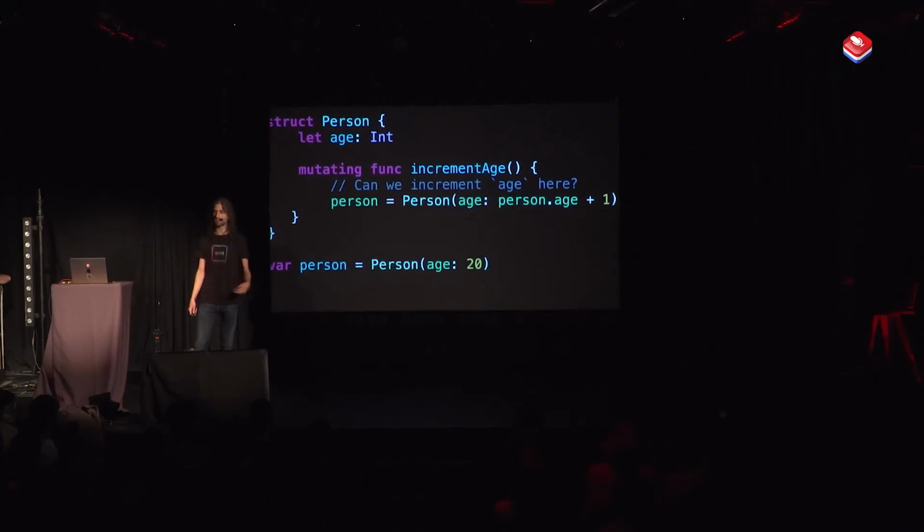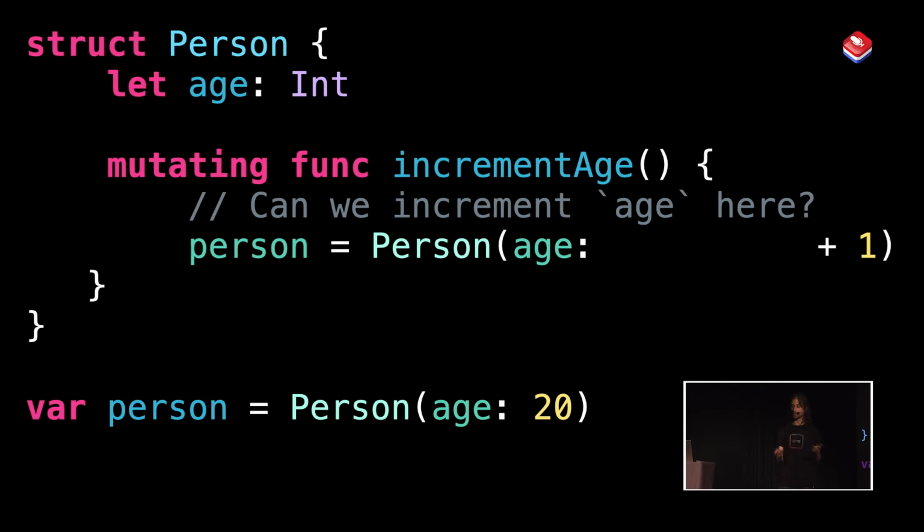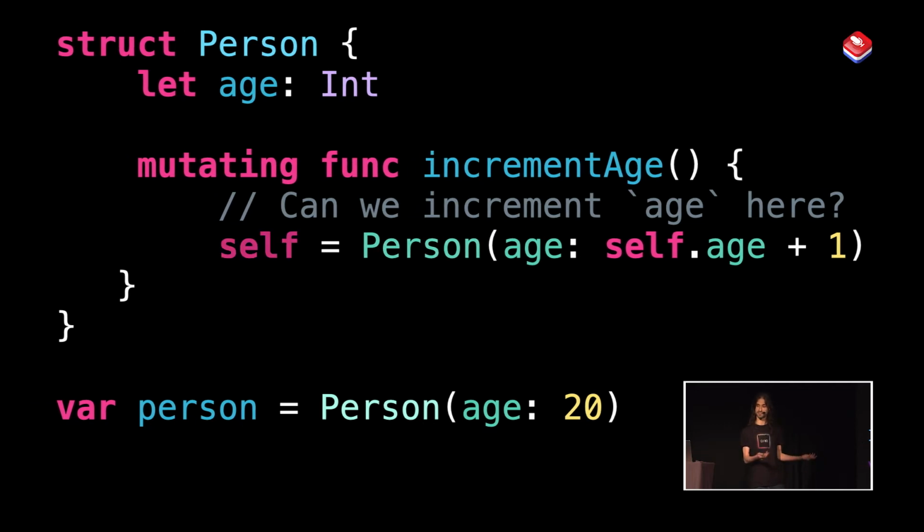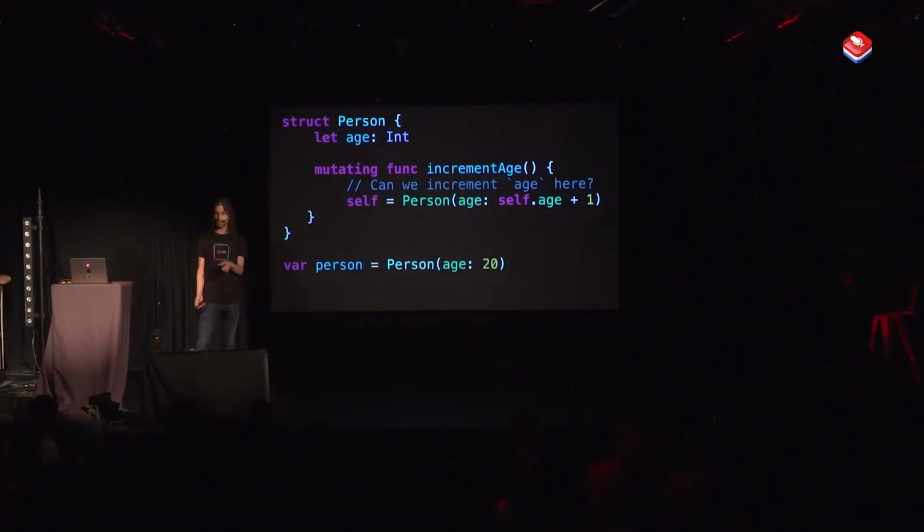Now the question is, could we take this last line of code and make it work in the context of the mutating method? And as it turns out, we can. So first, from where do we read the current age? Pretty straightforward. We read it from self. And then where do we write the new value? Same answer, actually. We write it on self because it is possible to set a new value to self inside the mutating method of a value type.